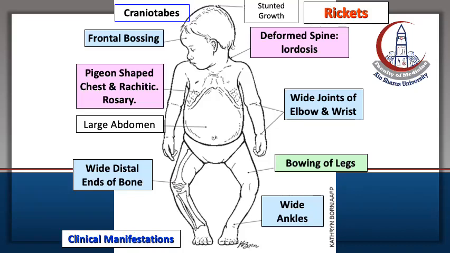There is a large abdomen due to lax abdominal muscles as a result of vitamin D deficiency, wide distal ends of bone, wide ankles, wide joints at elbow and wrist, all of those due to traction of the muscles over weak epiphyseal plates, bowing of legs and deformed spines as a result of inability of weight bearing with standard growth.